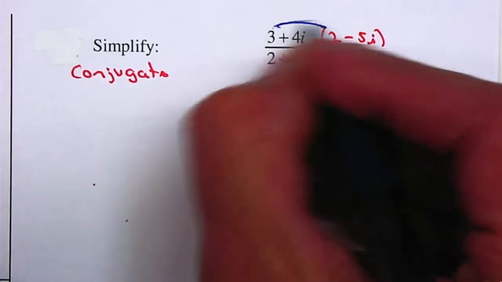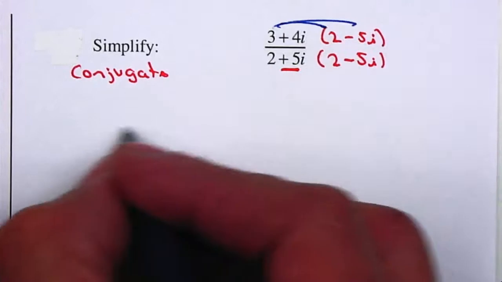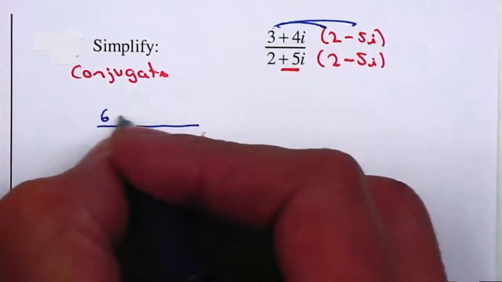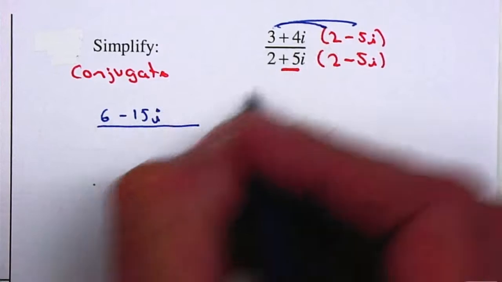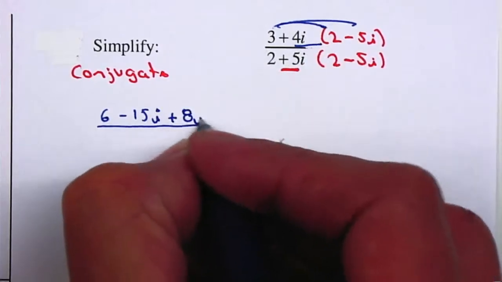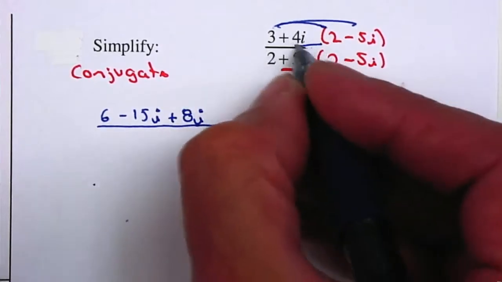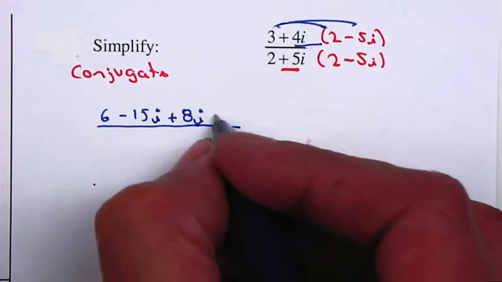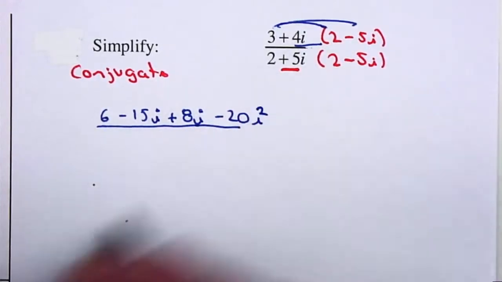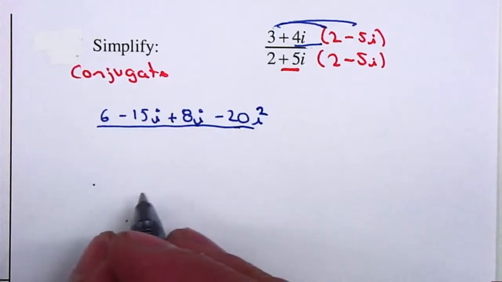We're going to multiply it out. 3 times 2 gives me 6. 3 times negative 5i is negative 15i. Multiply the 4i to them both: plus 8i. And 4i times negative 5i is negative 20, and i times i is i squared.